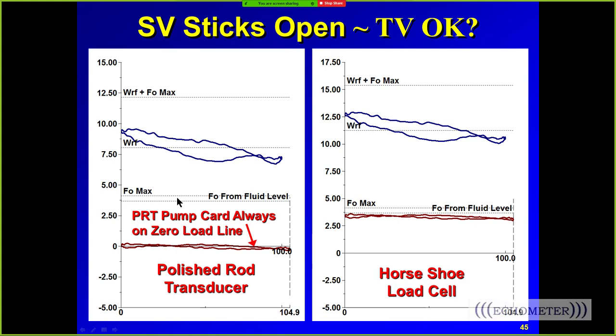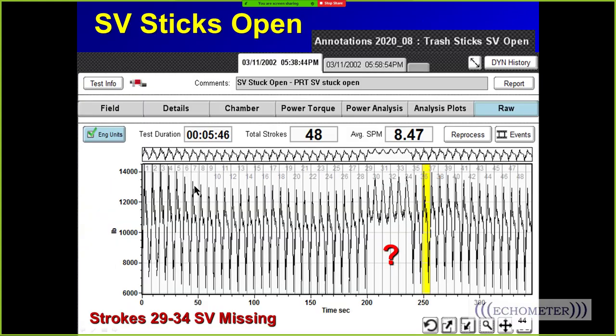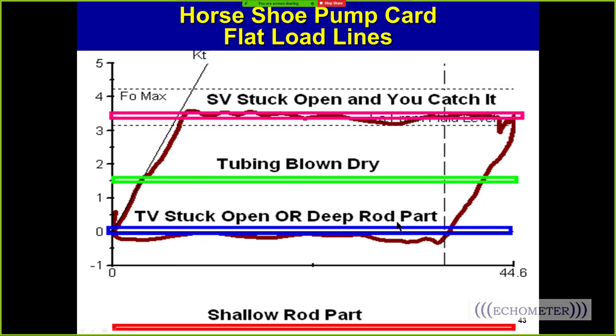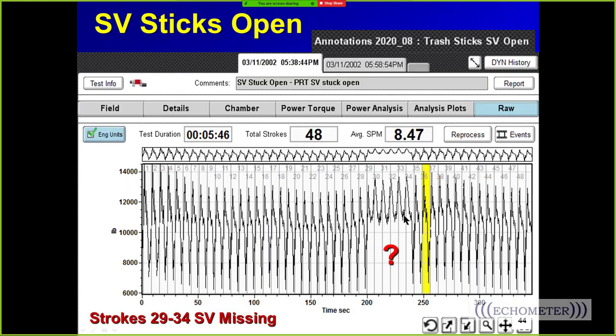And so when you don't have a load cell, these six reference loads all end up plotting right here on the zero load line. If you have a horseshoe load cell or a donut load cell, then we can actually calculate the loads based on the actual loads, but with the polished rod transducer, all the loads end up plotting on the zero load line, and you know that one of these problems exists in your well, but it's difficult to troubleshoot, except that you can notice here that the pump card isn't going, the loads aren't going down on the downstroke, so there's no transfer of load to the standing valve on the downstroke on these example cards right here.